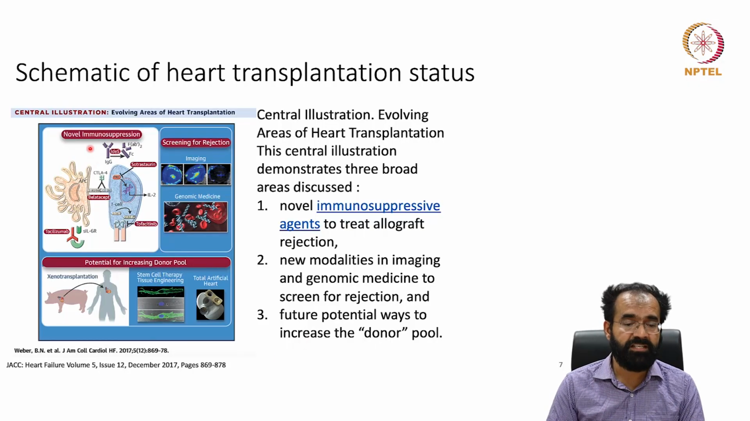Novel immunosuppression is one approach. Different drugs act in different ways to protect the transplanted organ. Screening for the possibility of rejection can be done, and there is potential for increasing the donor pool. Those are the three different cartoons that have been mentioned here.